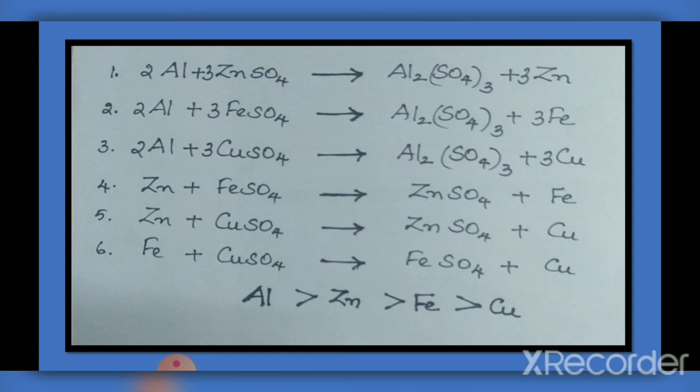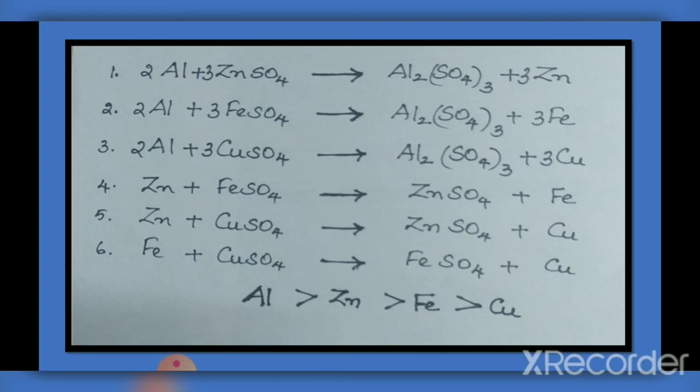Zinc reacts with ferrous sulfate solution. The balanced equation is Zn + FeSO4 gives ZnSO4 + Fe. Zinc reacts with copper sulfate solution. The balanced chemical equation is Zn + CuSO4 gives ZnSO4 + Cu. Iron reacts with copper sulfate solution. The balanced chemical equation is Fe + CuSO4 gives FeSO4 + Cu.